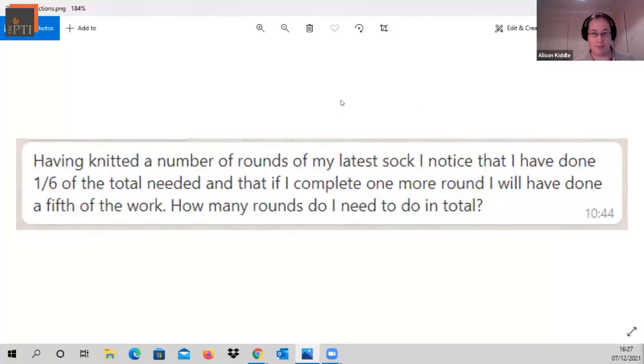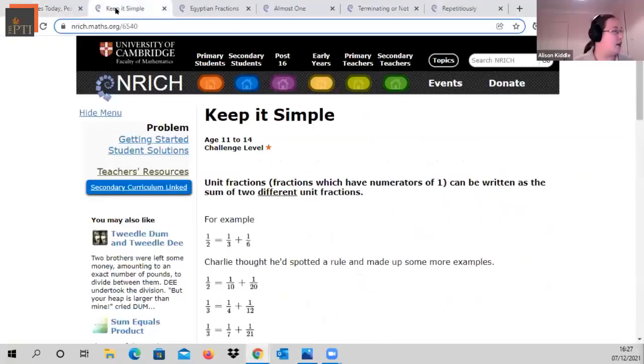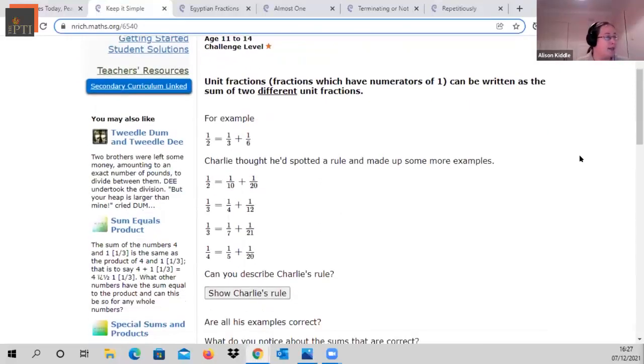And this actually makes a really nice introduction. I was very glad that my dad sent me this last week, because it makes a really nice introduction to one of the other problems that we wanted to look at today. So this is the problem, Keep It Simple. It's about unit fractions, which have numerators of 1, and how you can write some unit fractions as the sum of 2 different unit fractions. So here we've got a half is equal to a third plus a sixth.